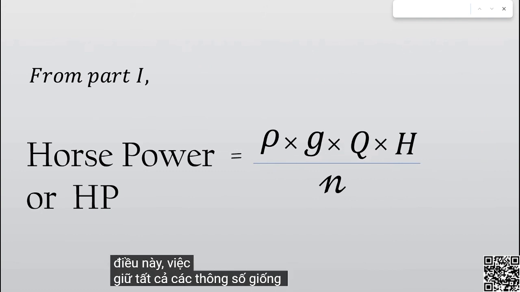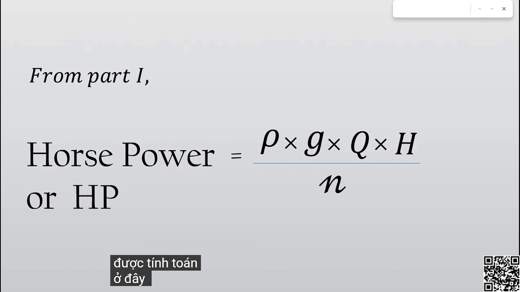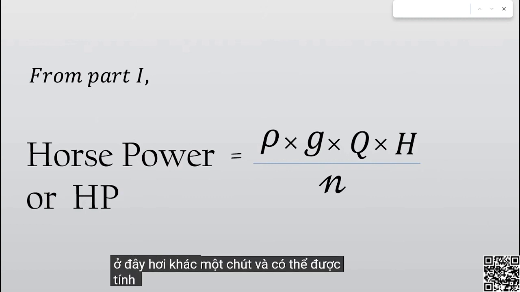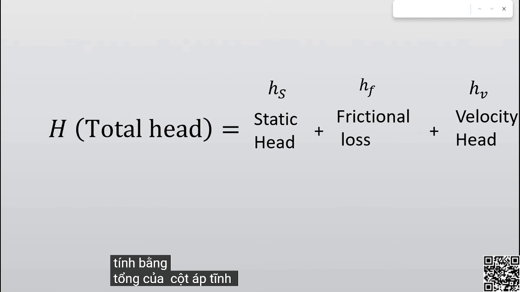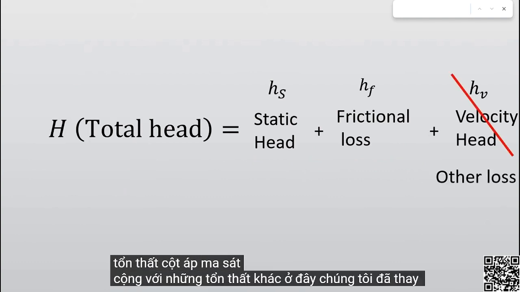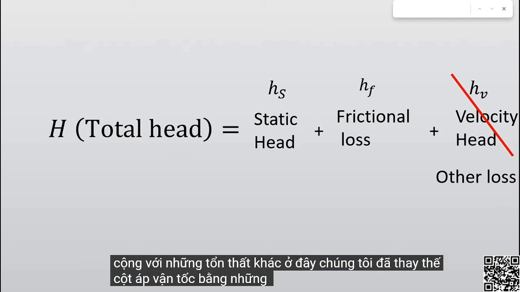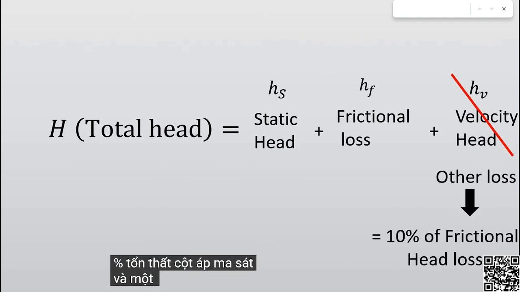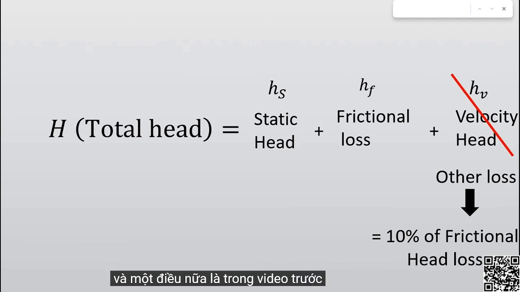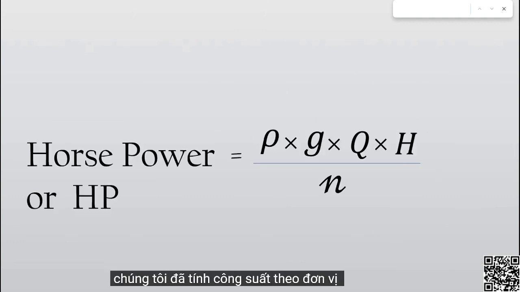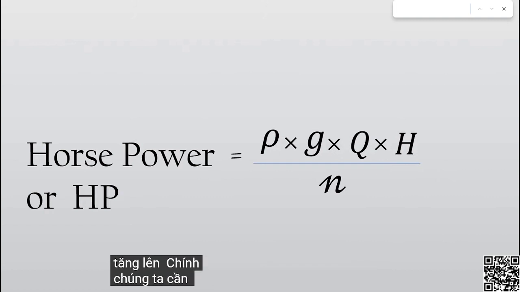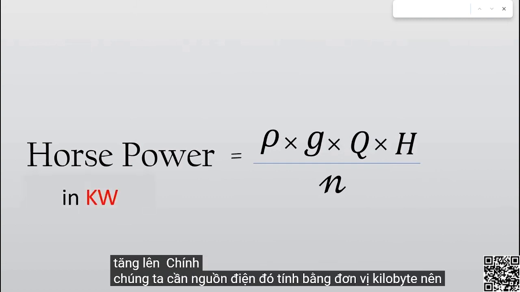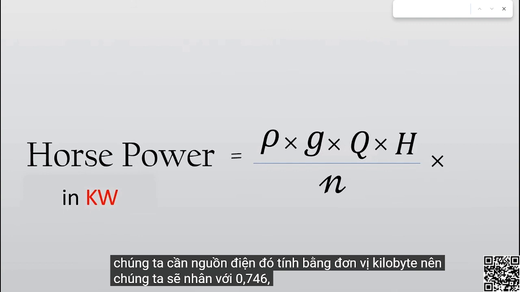Keeping all parameters the same, the head calculated here is slightly different, which can be given as the sum of the static head plus friction head loss plus other losses. Here we have replaced the velocity head with other losses, and the other losses are considered to be 10% of the frictional head loss. Another thing is that in the previous video we calculated power in HP unit, and for the rising main we need that power in kilowatt unit. So we will multiply with 0.746.